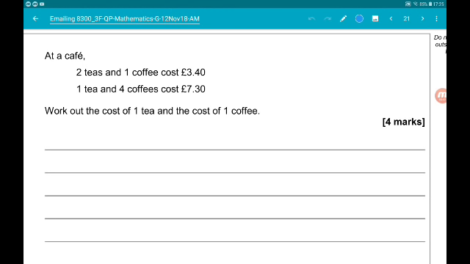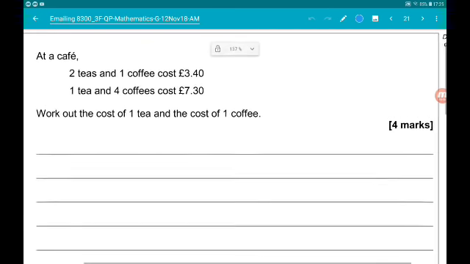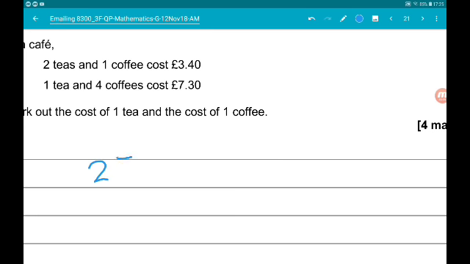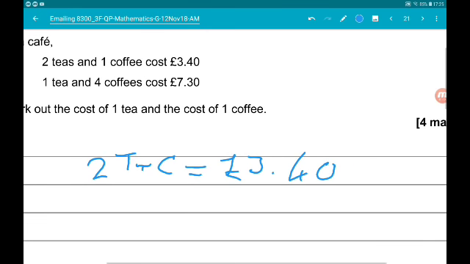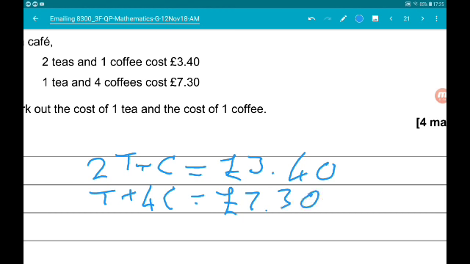So, let's pick letters for tea and coffee. So let's use T for tea, seems to make sense, and C for coffee. So the first sentence then becomes 2T add C is equal to 340, and the second one, 1T is just T, add 4C is 730. Now let's call those 1 and 2.